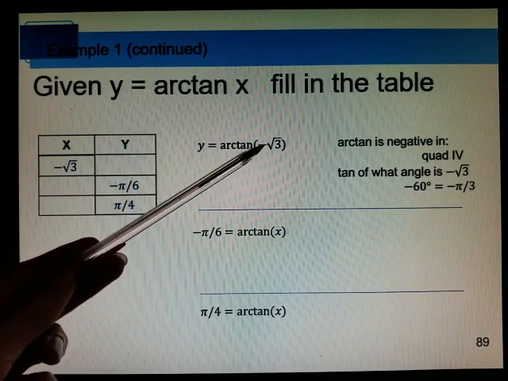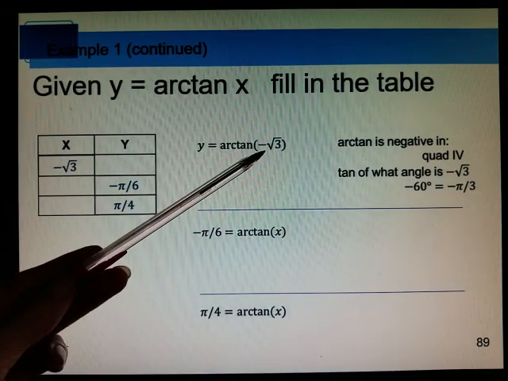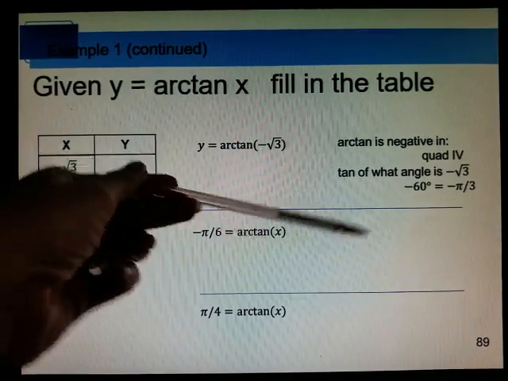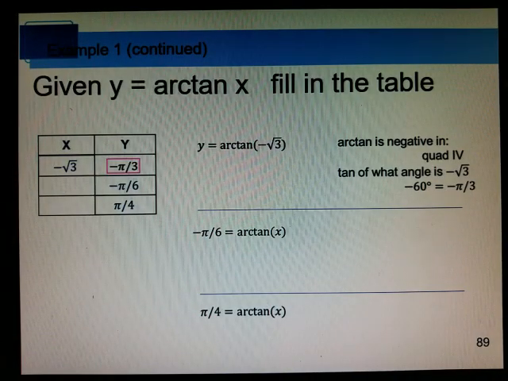Now, the arctangent is negative down into quadrant 4. And we ask ourselves the tangent of what angle is radical 3 over 1. So the tangent of 60 degrees is. But to go down to quadrant 4, you'd have to go to negative 60 degrees, which is negative pi thirds. So that would be negative pi thirds.